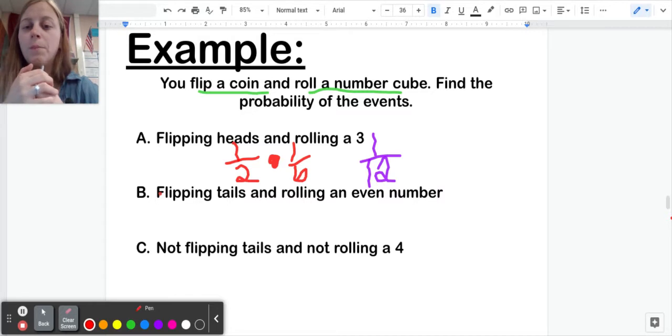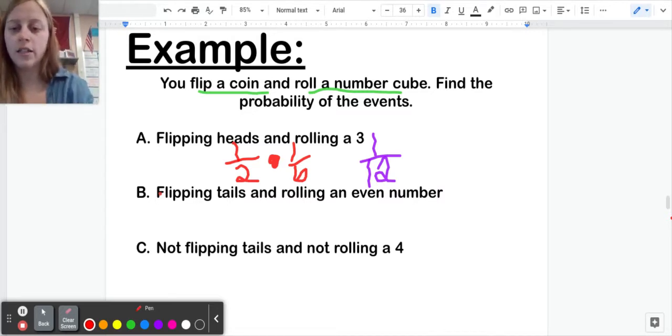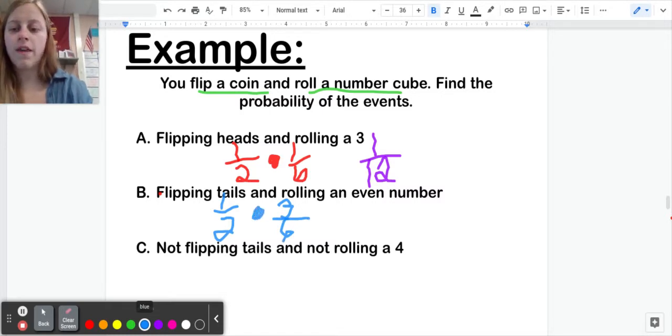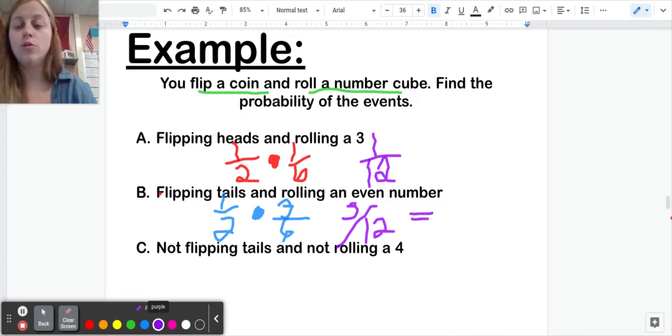The probability of flipping tails and rolling an even number. Well, the probability of flipping tails is 1 out of 2. And the probability of rolling an even number. Well, there's 3 even numbers on the dice out of 6 numbers, and I multiply them together. 1 times 3 is 3, and 2 times 6 is 12. Yes, you do need to simplify. So 3/12 is going to simplify down to 1/4.